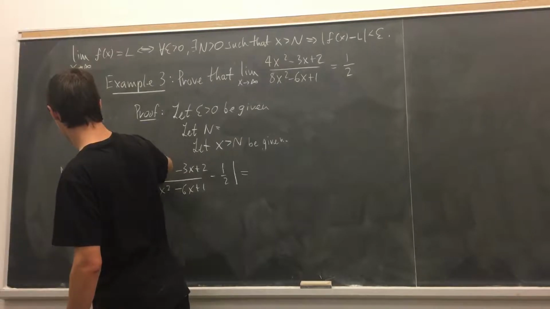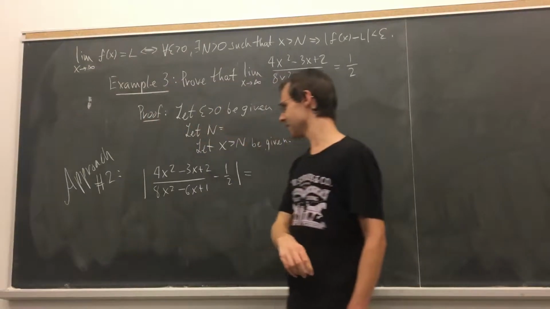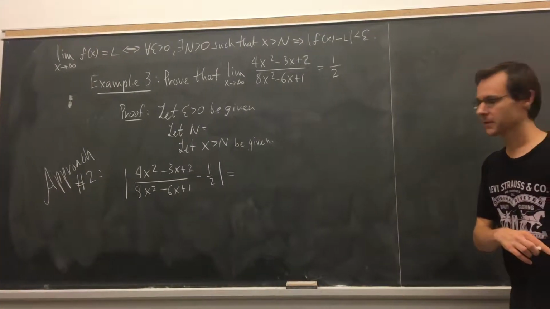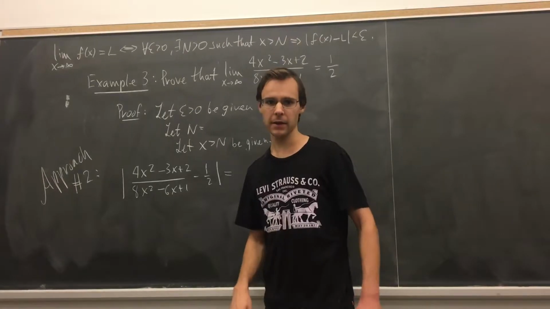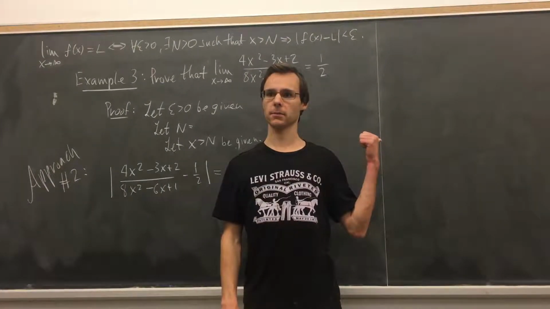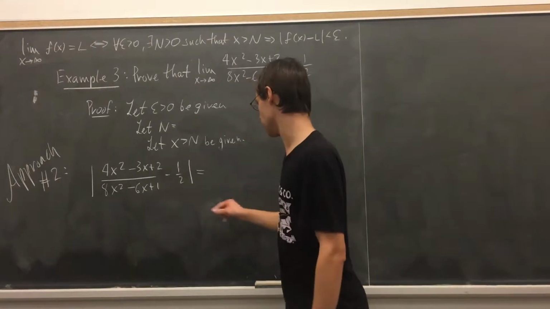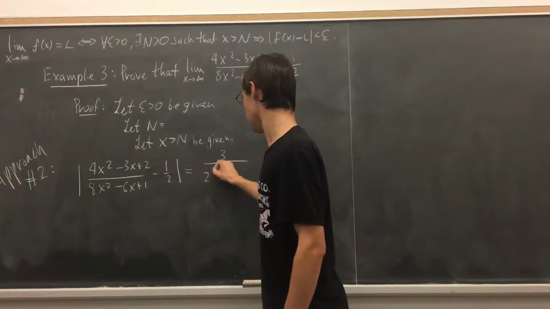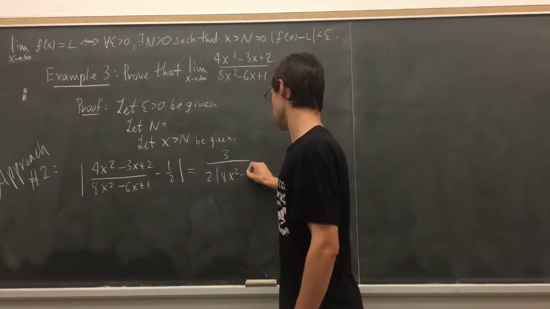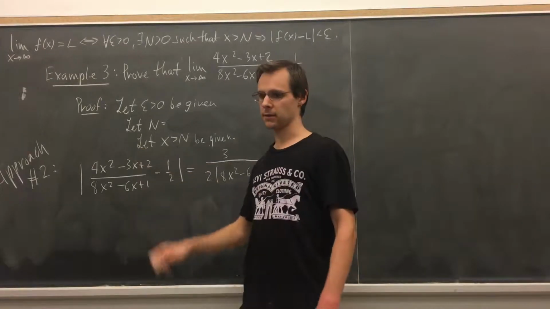Approach number 2. All right? Second type of proof. I'm going to show you one more way of dealing with the negative 6x in the denominator if you didn't like the way I dealt with it before. So, as we've already seen, this thing simplifies to be 3 over 2 abs 8x squared minus 6x plus 1. So that part with combining the two is the same.